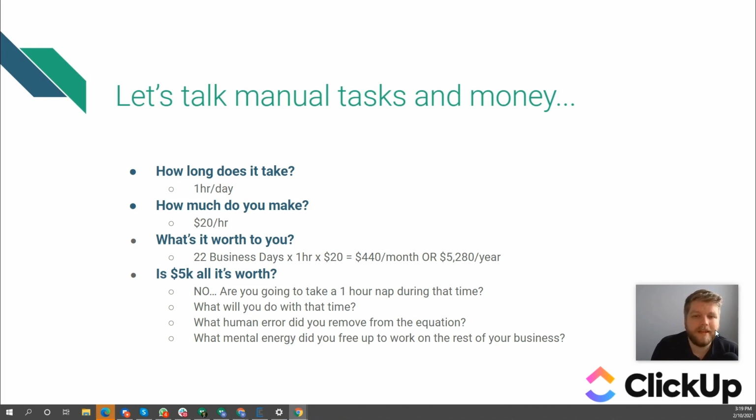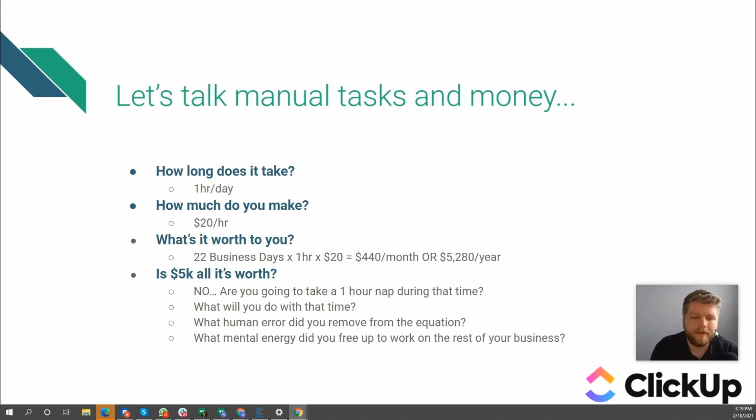So that gives you an idea. Okay, well, if this is something I'm going to do for the foreseeable future and I foresee my business lasting 5 years, you've got $25,000 that you could spend on that automation project and still break even. That's a lot of money.